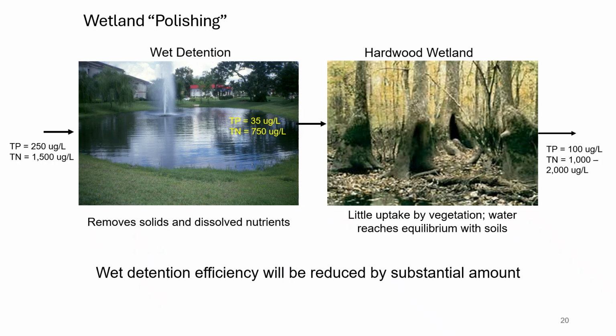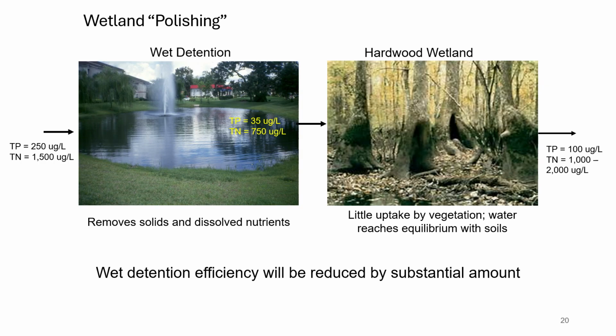Wetland polishing refers to the final stages of water treatment, where wetlands are used to further reduce pollutant concentrations, particularly nutrients, to very low levels. A key component in this process is wet detention. Wet detention systems are designed to remove both solids and dissolved nutrients from water.